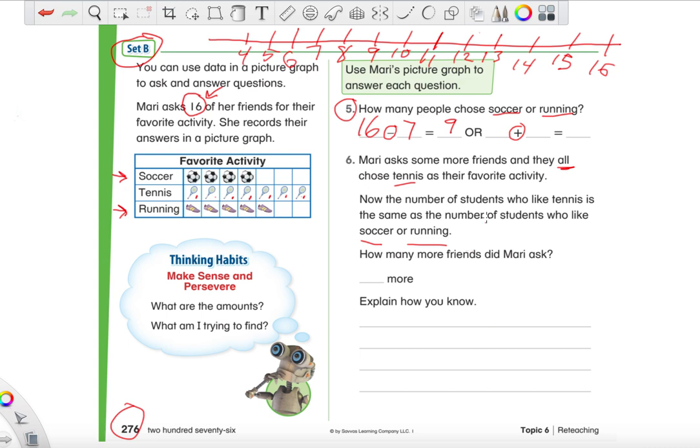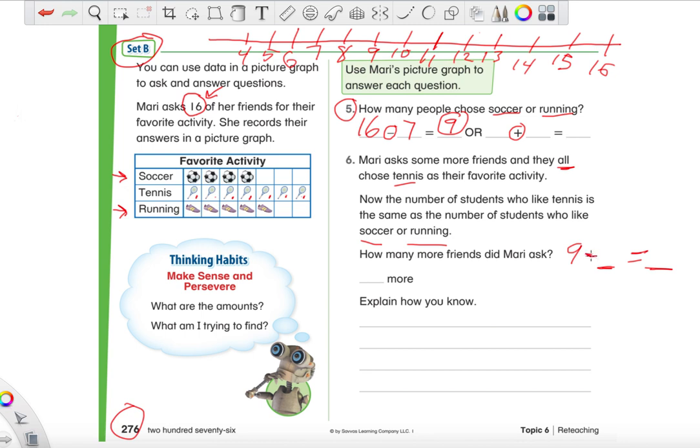Now for this, you're going to take this total that we found up here, and you need to find the difference between that and tennis, because they're supposed to be the same number right now. And for tennis, it's 1, 2, 3, 4, 5, 6, 7. All right, so all you have to do is make it a little subtraction sentence, guys. So we know that the total for soccer and running is 9. How much should we take away? And what is the answer?